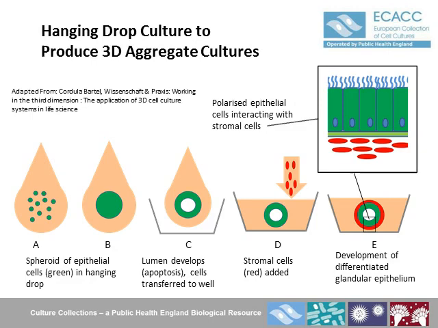The protocol for generating multicellular spheroids is outlined here. This is from work by Cordula Bartel from the University of Veterinary Medicine in Vienna. Spheroids of epithelial cells are cultivated in a hanging drop. Once established, a central lumen forms due to apoptosis. The spheroid is then transferred to a well and stromal cells are added. The resultant co-culture produces a model of differentiated glandular epithelium.